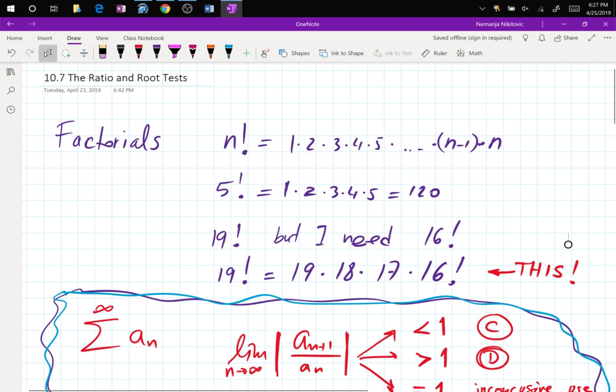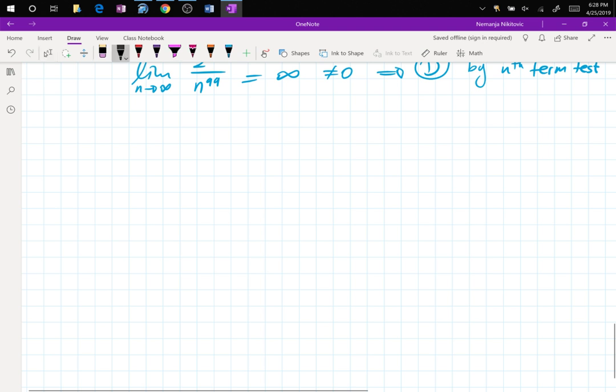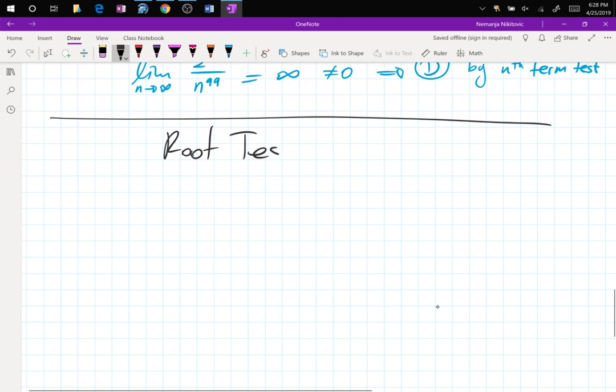Hello and welcome back to Calculus 2, section 10.7, part 2. Root test. So we talked about ratio and I said extremely important, don't mess it up, learn it. Now we have root test, which is kind of in a close category. We have very specific problems that we are going to use the root test on.